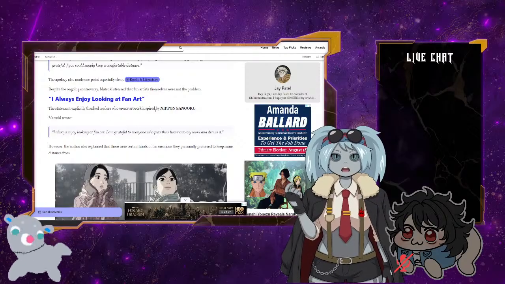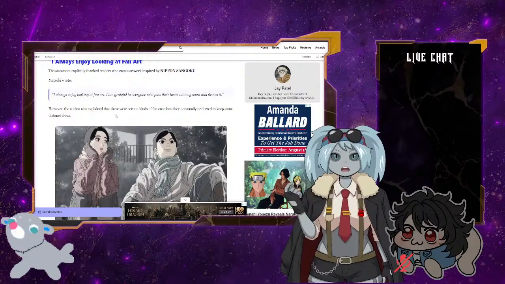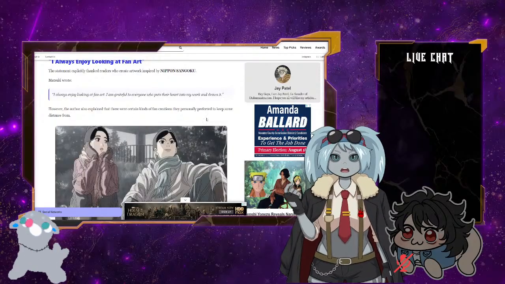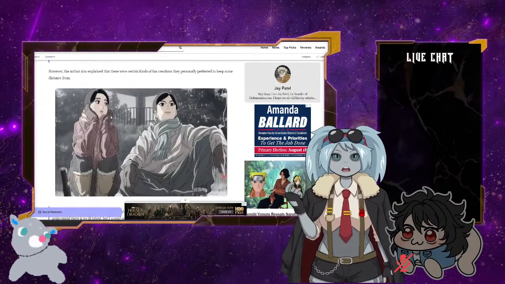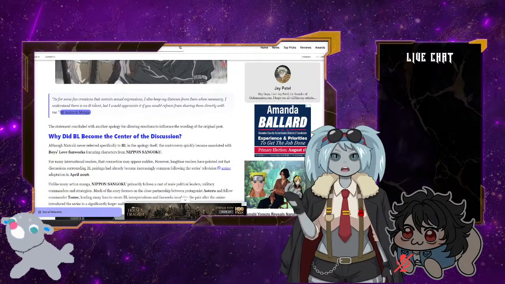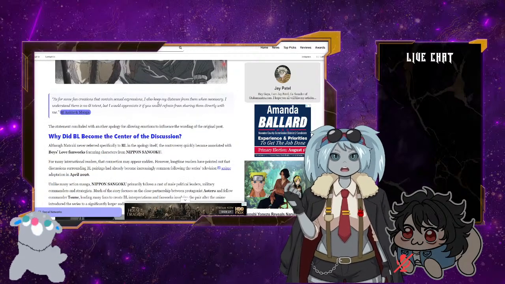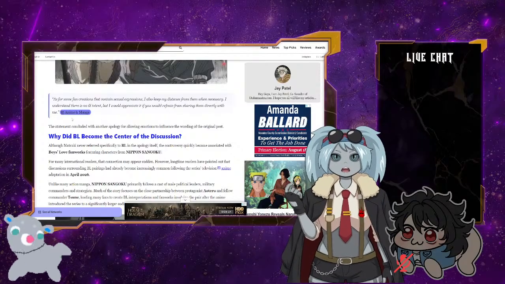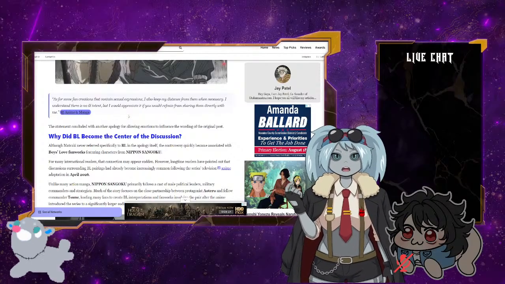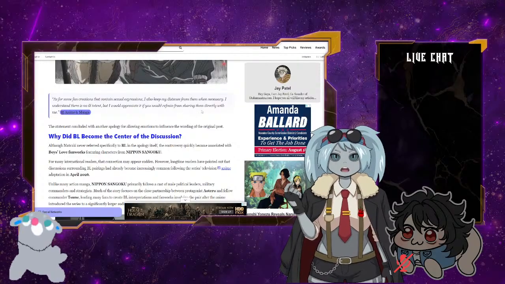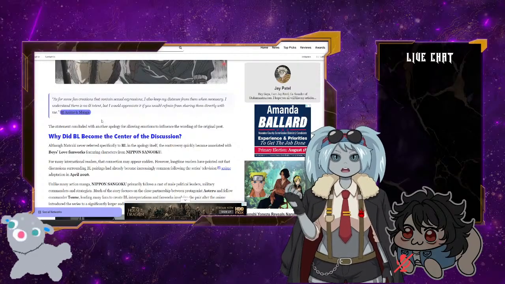I always enjoy looking at fan art. The statement explicitly thanked readers who created artworks inspired by Nippon Sakoku. Makasugi wrote, I always enjoy looking at fan art. I'm grateful to everyone who puts their heart into the work and draws it. However, the author also explains that there are certain kinds of fan creations that he personally prefers to keep some distance from. After some of the fan creations contain sexual expressions, I also keep my distance from them when necessary. I understand that there is no ill intent, but I would appreciate if you could refrain from sharing it directly with me. And again, I don't see that as an issue.